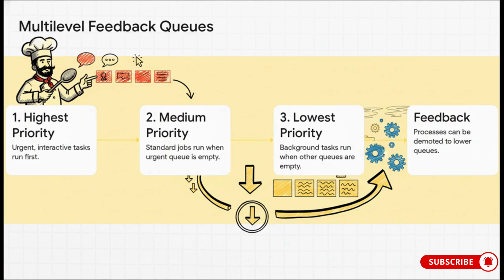And only if that one is empty do they finally get to the low-priority queue for background stuff. But here's the feedback part that makes it so smart. If a process in that VIP queue starts taking too long, the system assumes it's not really interactive, and it gets demoted down to a lower priority queue. It's an adaptive system, and it's the basis for how many modern schedulers really work.